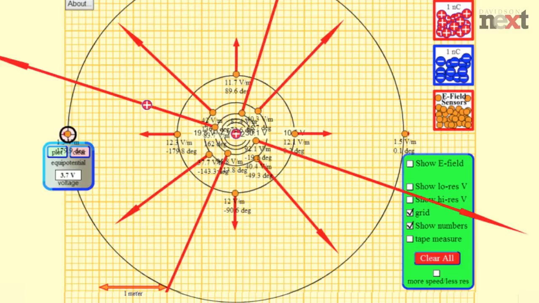It's like pushing the object uphill. You're moving the test charge from low potential to a higher potential. If you released the test charge, it would gain kinetic energy. It would speed up as it moves from higher potential to lower potential.